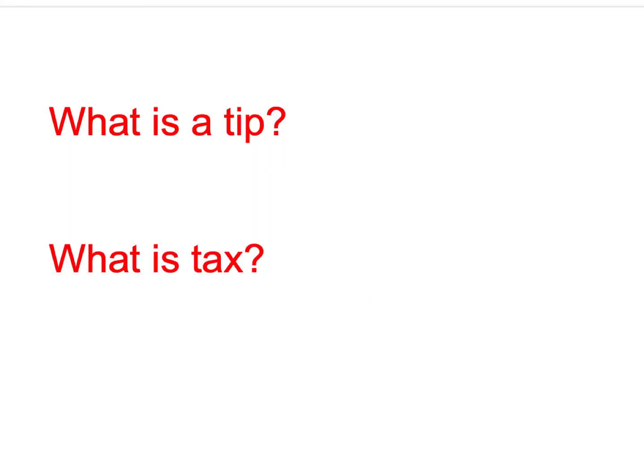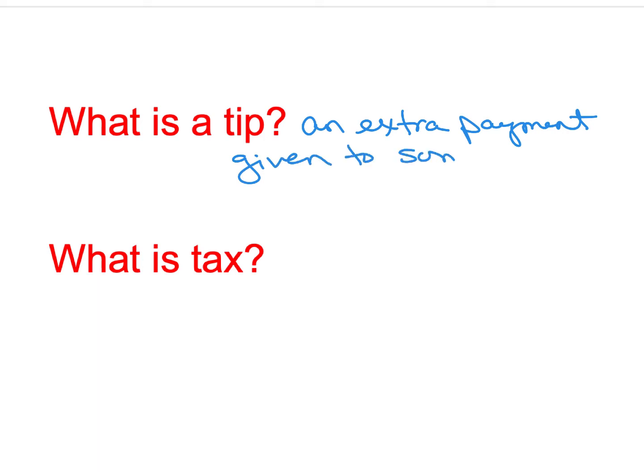So the first thing we have to come up with is what is a tip and what is tax. So a tip, and you may want to put this into your notes, is an extra payment given to someone for a service. A waiter or a waitress or somebody who cuts your hair or does your nails or cuts your dog, something like that. It's an extra payment given to someone for a service that they do.